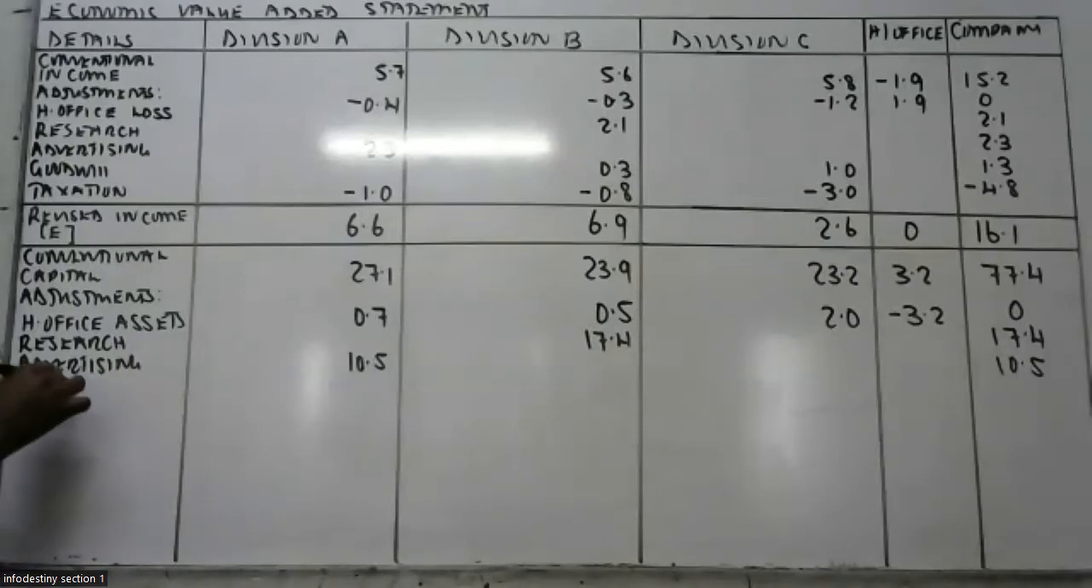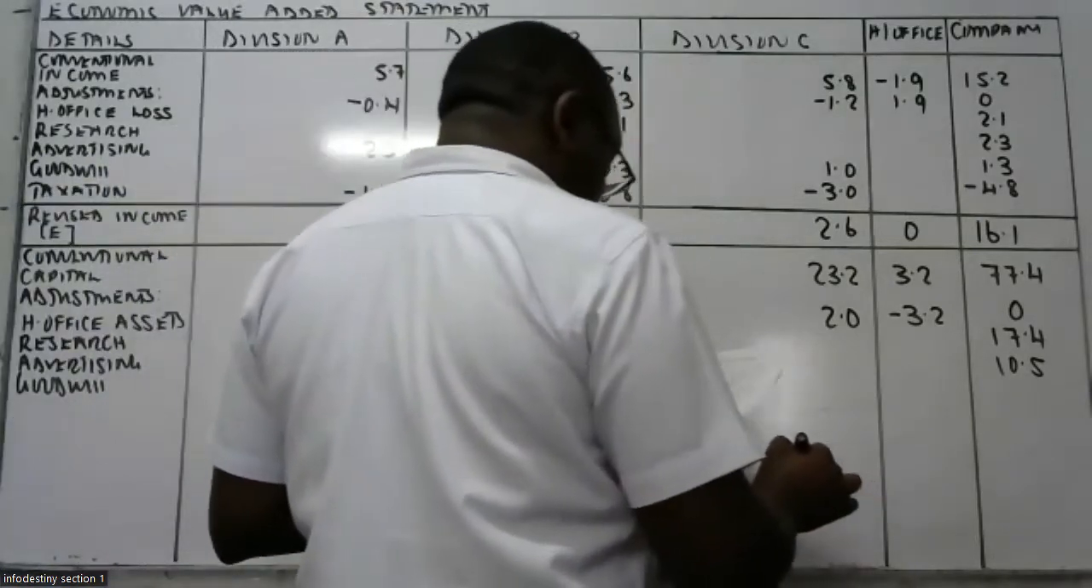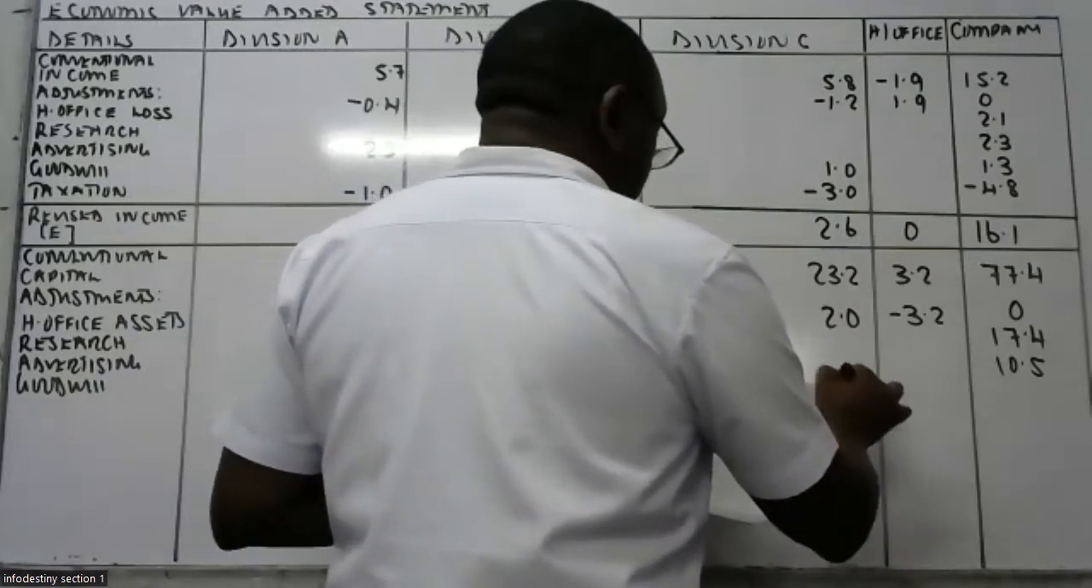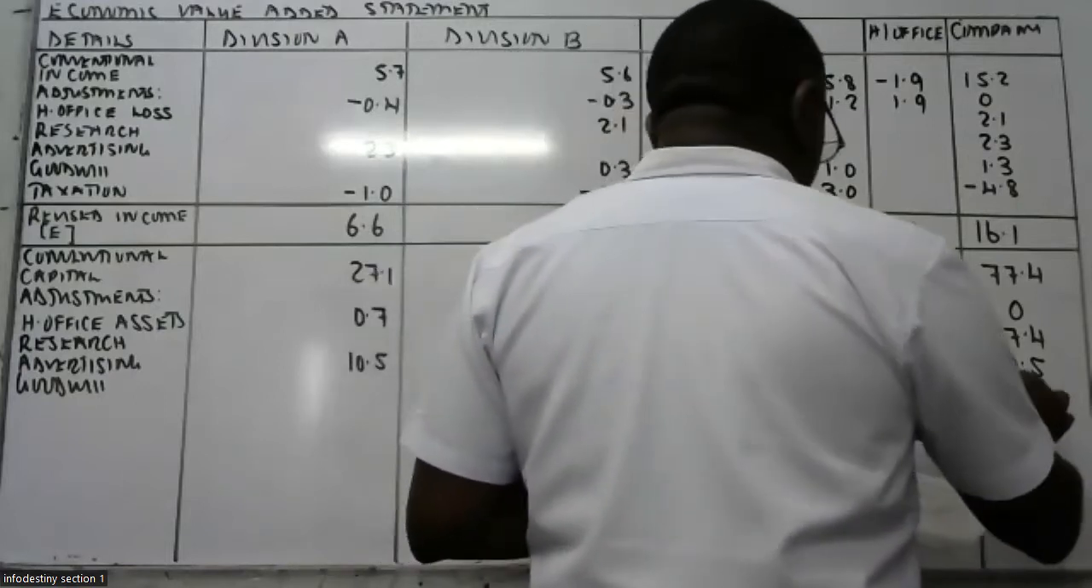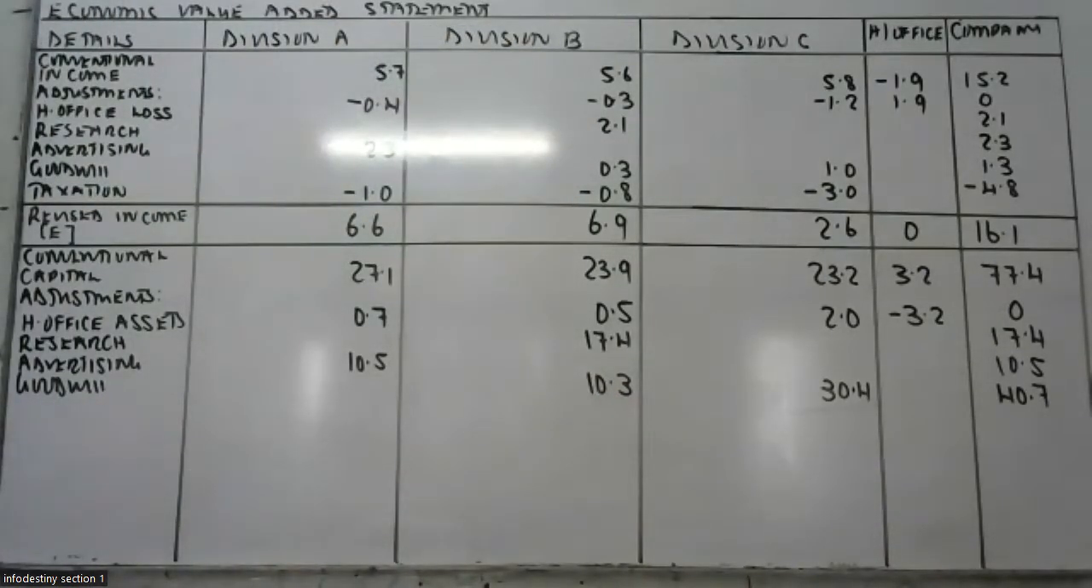Then the next one is goodwill. So goodwill, when it comes to division B, it is 10.3. And division C, it is 30.4, so that we have a total of 40.7. Those are the items that required to be adjusted for.